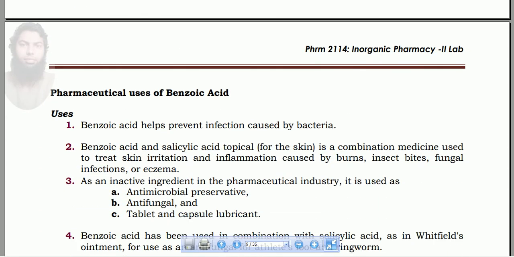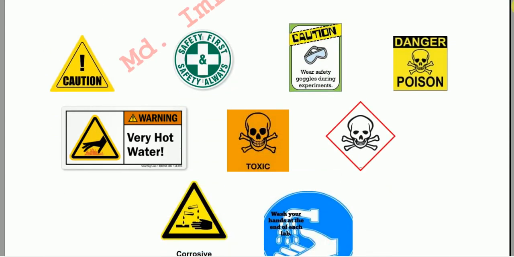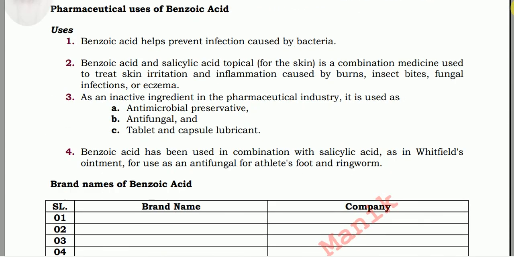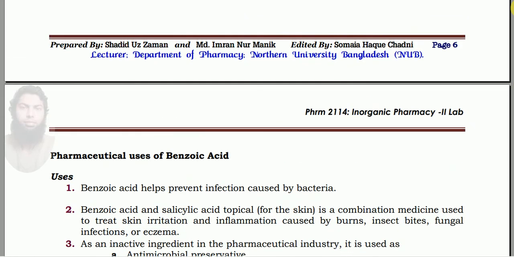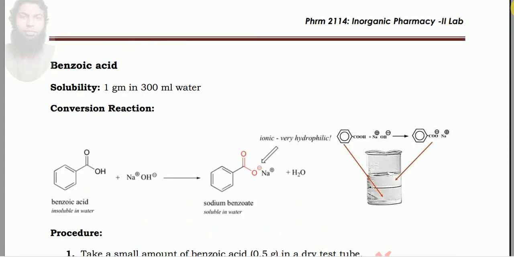So this will be our practical. We will take these two types of drugs, salicylic acid and benzoic acid, and we will modify them. At first we will try to solubilize benzoic acid and salicylic acid in their pure form. Afterwards, we will convert the salicylic acid and the benzoic acid into their salt form. Then we will observe how the solubility pattern changes.